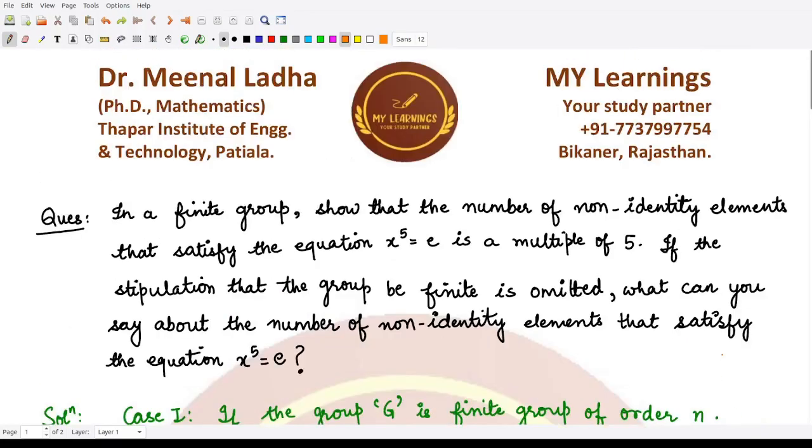In this video, we have to show that in a finite group, the number of non-identity elements that satisfy the equation x raised to power 5 is equal to e is a multiple of 5. In the question they are asking about a multiple of 5, but I think it should be a multiple of 4. Let's proceed and see towards our answer in order to solve this question.